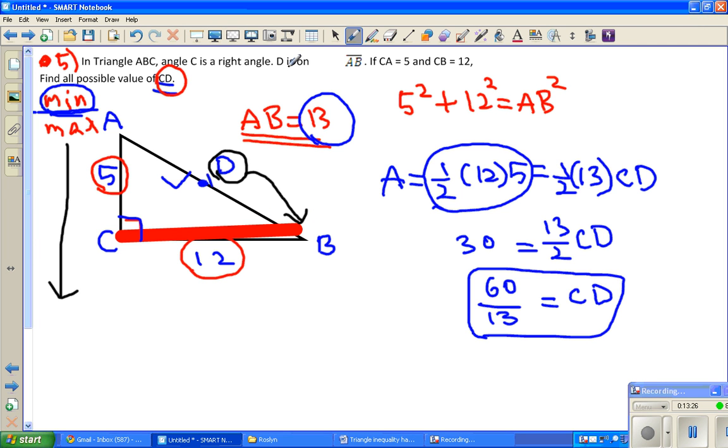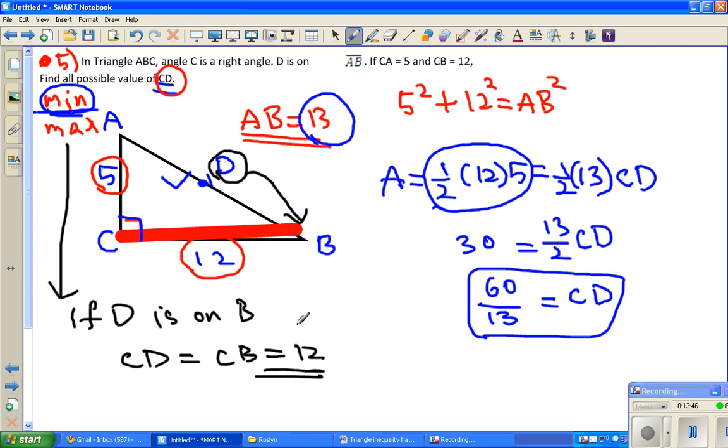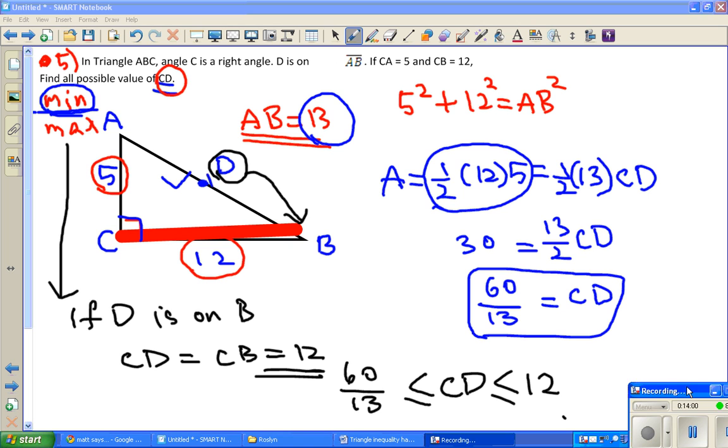In other words, okay, wait a minute. Since D is on line segment AB, the farthest where D can be is if D is on point B, then we realize CD will be in fact equal to CB, which is equal to 12. So in fact, all possible value for CD has to be less than or equal to 12, but greater than or equal to 60 over 13. And that is it, class.